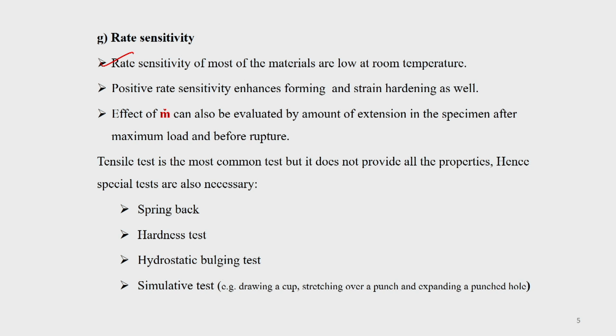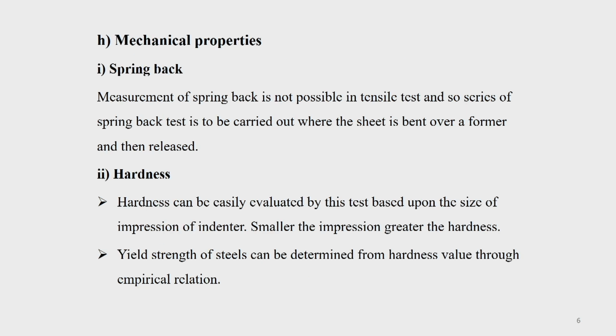There are some spring back tests to find out the spring back effect. Then you may have to have a hardness test. In steels, this hardness can be correlated to your yield strength also. Then the hydrostatic bulging test, so that you will have an idea about how much metal forming it can take. And another is the simulative test.